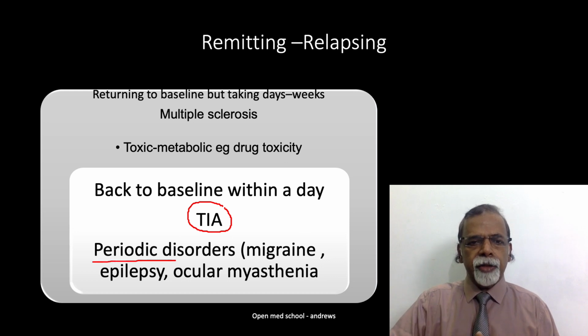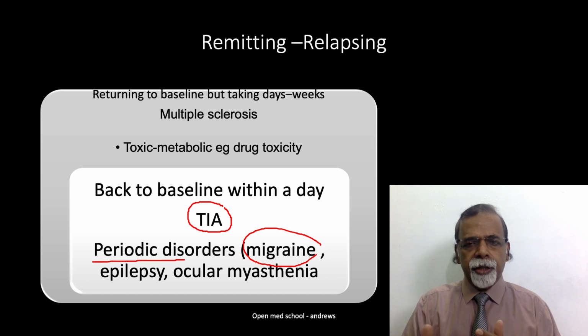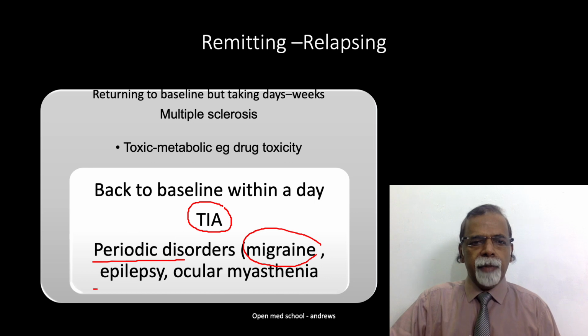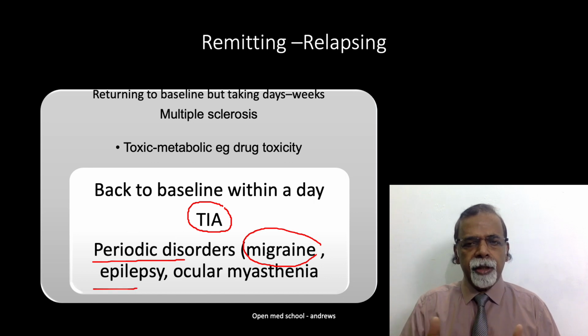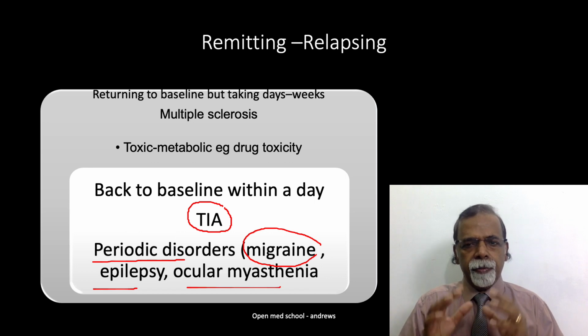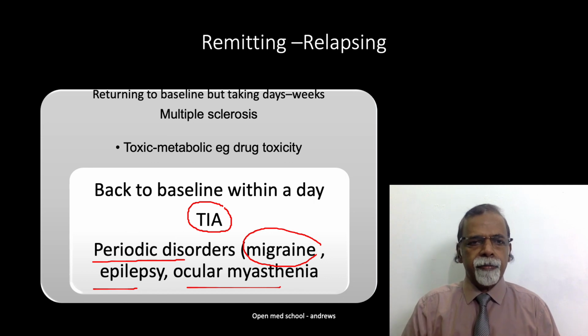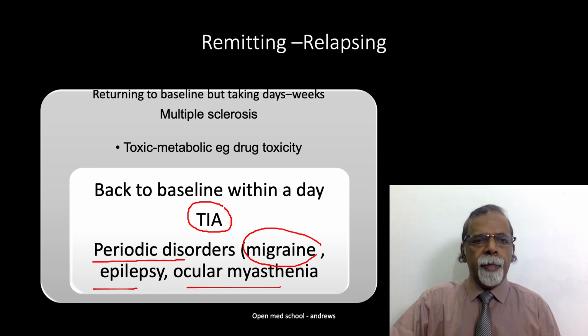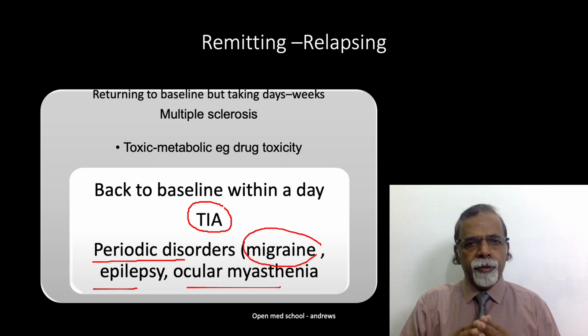Some periodic disorders, example migraine. Recurrent episodes of headache can occur, but in between the patient is normal. Another example, epilepsy. Again it is remitting and again it may recur. Or somebody with myasthenia. Again the patient can have diplopia for some time, patient may improve. Again after some time, it may be after months or years, it can recur. And sometimes they may not return to normal within few days, but it may take few days or weeks even.